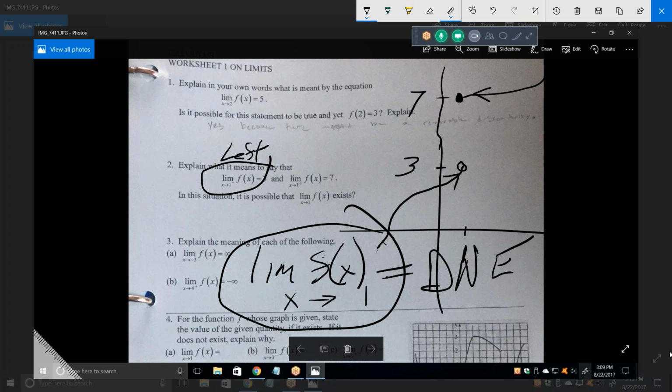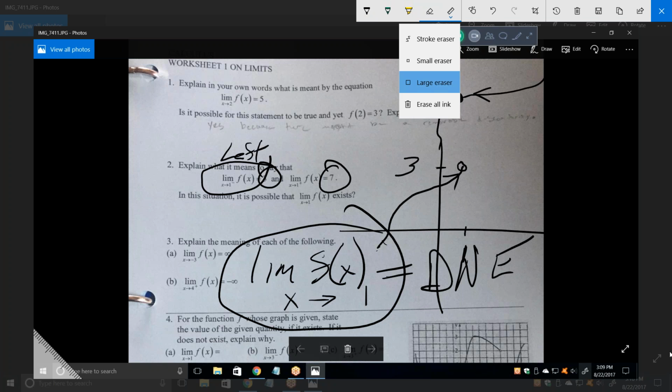They're not the same. From one direction, it approaches 3. From the other direction, it approaches 7. As long as those two numbers are different, then the limit as x approaches 1 does not exist, because it has to converge on a single point. No, don't even think of it like that. It has to be the same number. Exactly the same number. If this was 3.1 and this was 3.11, it would not be the same number. The limit does not exist. It has to be the same.